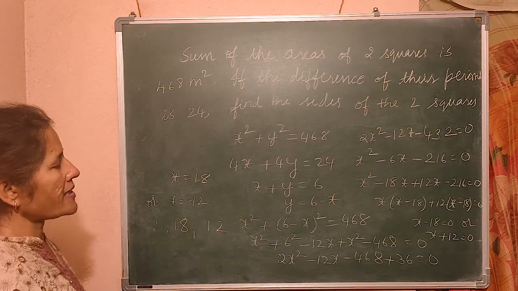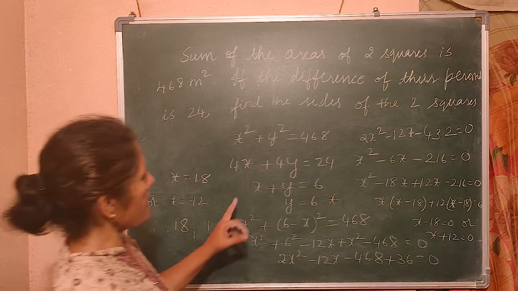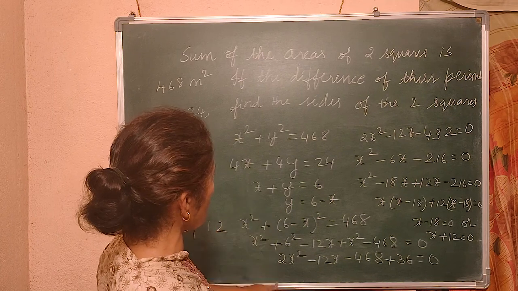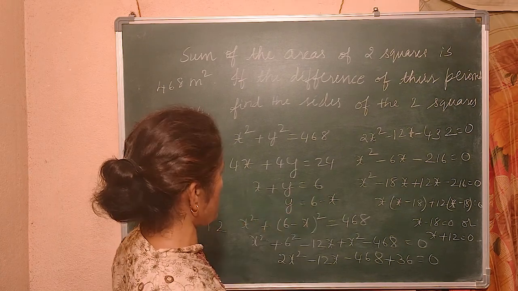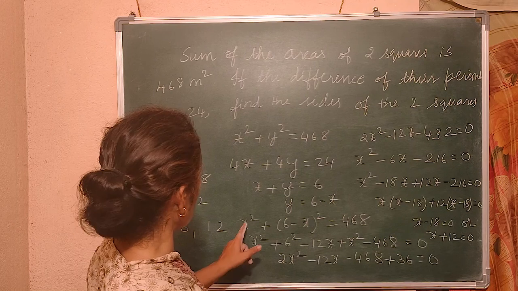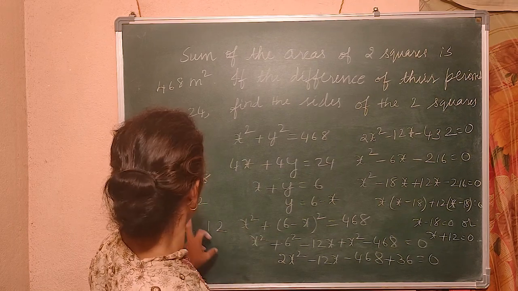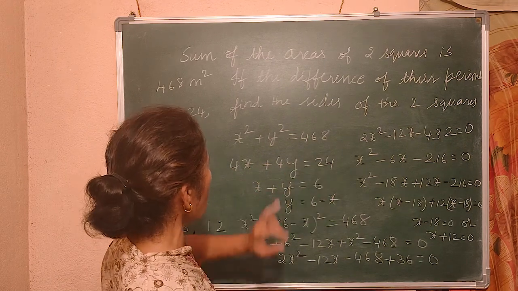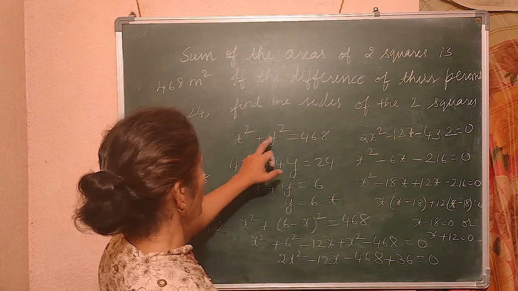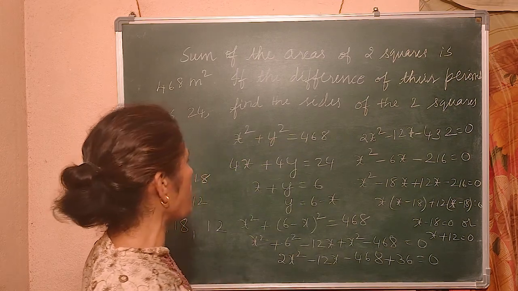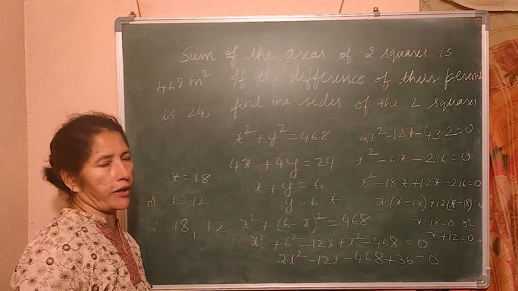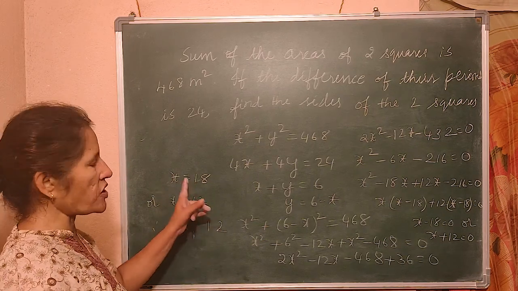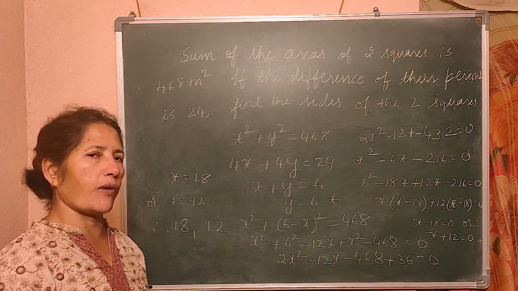Right? So y is, we have solved, x is 18, x plus y is equal to 6, right? So y is equal to how much? 4x plus 4y is equal to 24. So x square, 18 square, y square is 468 minus 324. So 144, correct? So y is equal to 12. So one number is 18, another number is 12.